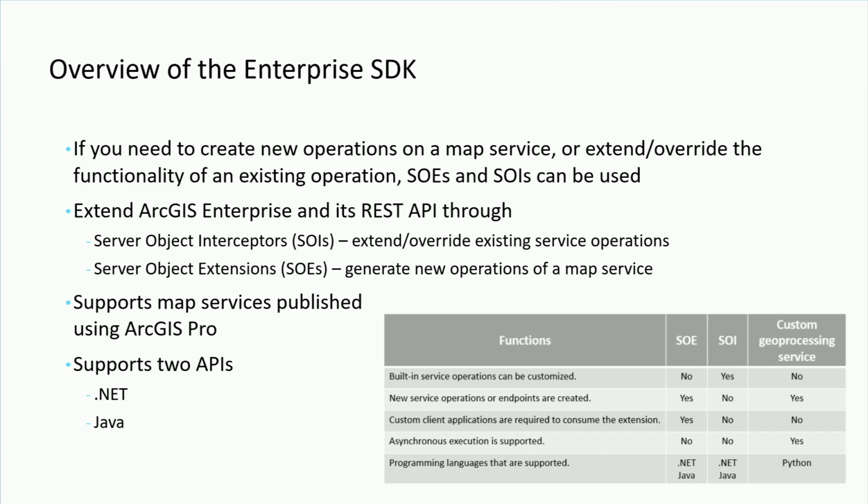There are two fundamental APIs that people use, .NET and Java. There's a little table there that talks about things that you can do with each and how they differ, SOEs versus SOIs and some of the different capabilities. You can read that at your leisure.